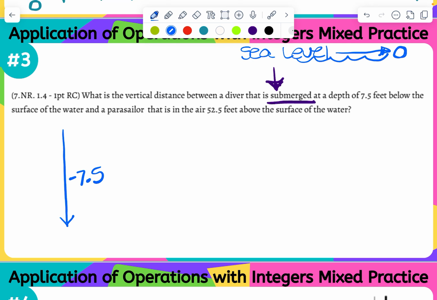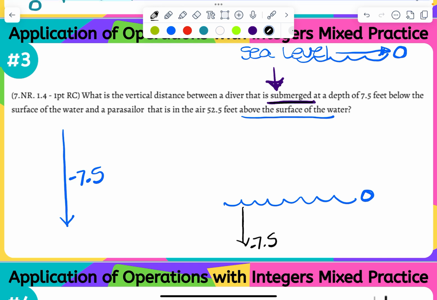And a parasailer who's in the air at 52.5 feet above the surface of the water. So he's above sea level. So I'm going to just take a minute. We're going to draw this. All right, so here's our water. Surface of the water is 0, okay? We've got our diver that's down here at negative 7.5. He is submerged, and submerged means he's under the water. And then we have this parasailer who's up here in the air at 52.5, okay?